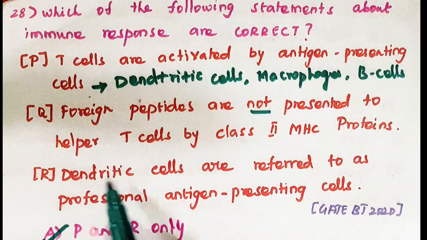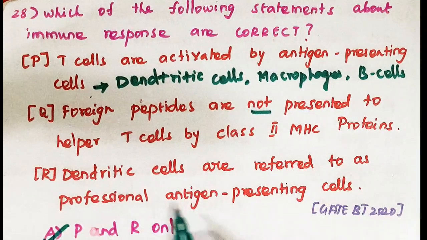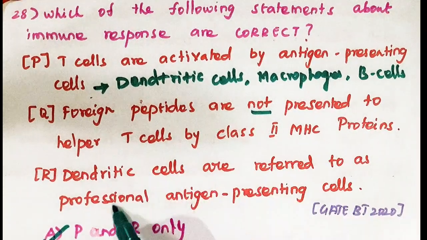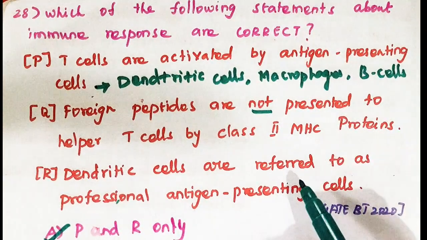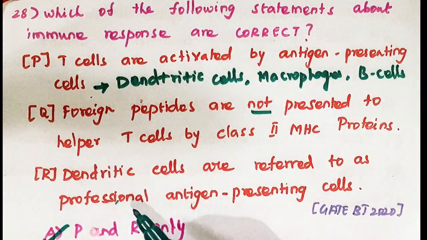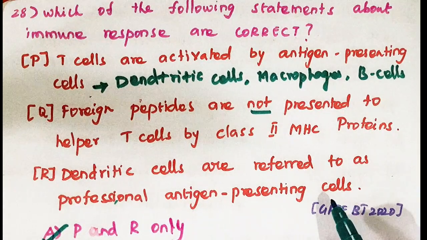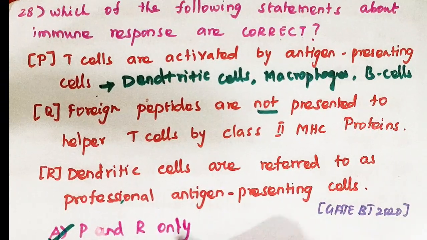Then next one is dendritic cells are referred to as professional antigen presenting cells. Yes, dendritic cells are referred to as professional antigen presenting cells, and macrophages and B cells are also known as professional antigen presenting cells. Okay, so option A is correct, P and R only.